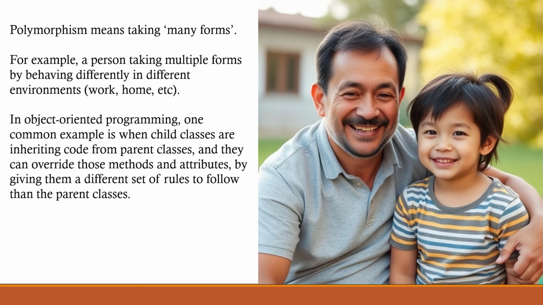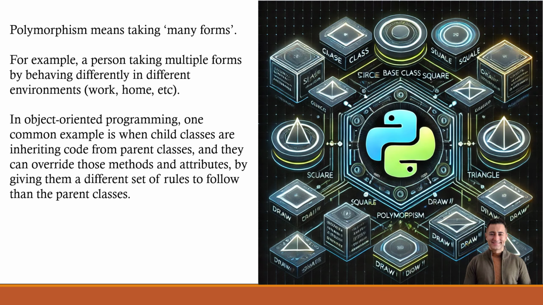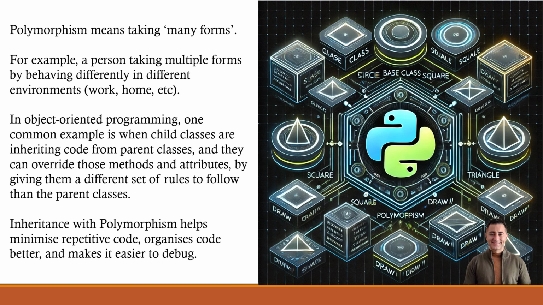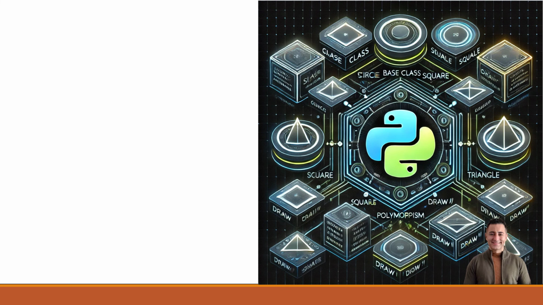inheriting code from a parent class or parent classes, and are able to override those methods and attributes by giving them a different set of rules to follow than the parent classes themselves. So these methods and attributes in the parent class and the child class can have the same names but have different rules to follow. And inheritance with polymorphism helps minimize repetitive code, it organizes code better, and it makes it easier to debug code. Now, how can polymorphism be achieved?